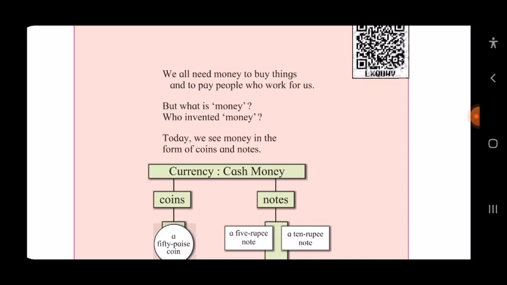Okay, let's see. Today we see money in the form of coins and notes. You all know that, right? In the form of coins, we find small amounts of money, for example 1 rupee, 2 rupees, 5 rupees, 10 rupees, 20 rupees. Nowadays, we also have a 20 rupee coin. We have notes also. So we see money in the form of coins and notes.